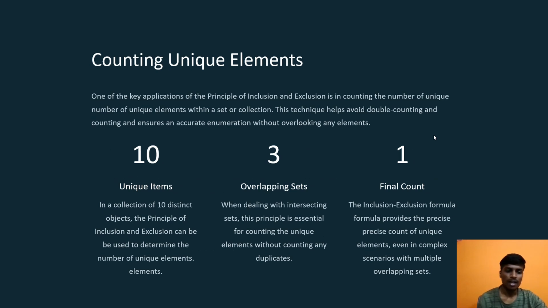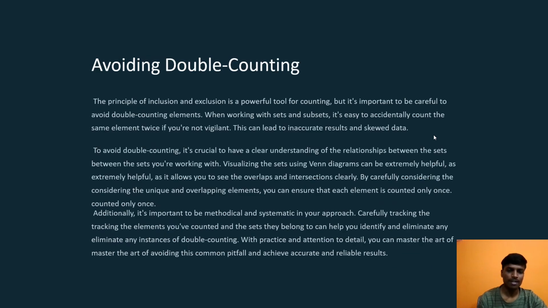10 unique items. In a collection of 10 distinct objects, the principle of inclusion and exclusion can be used to determine the number of unique elements, which are 10 unique items. 3 overlapping sets. When dealing with intersecting sets, this principle is essential for counting the unique elements without counting any duplicates. Final count. The inclusion and exclusion formula provides the precise count of unique elements even in complex scenarios with multiple overlapping sets.